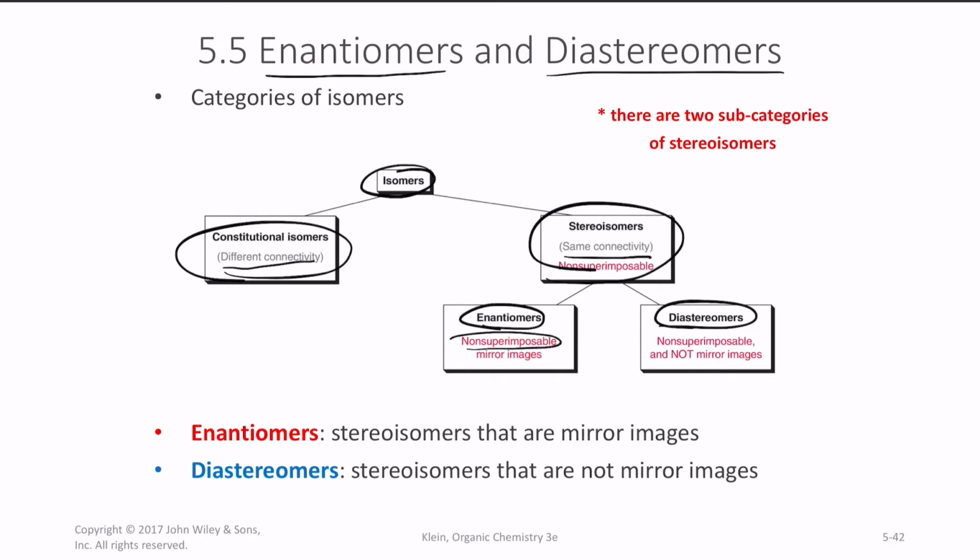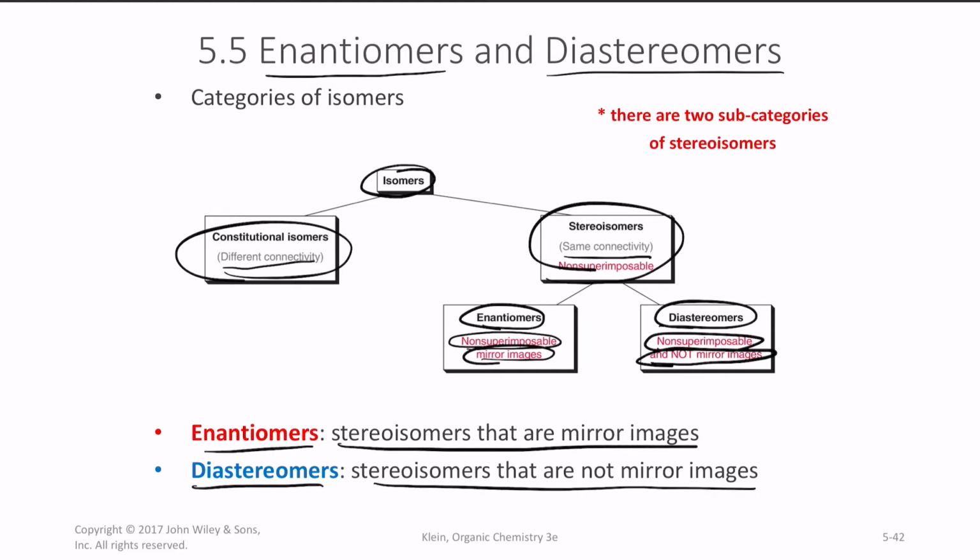Enantiomers are non-superimposable mirror images. Diastereomers are also non-superimposable, but they are not mirror images of each other. So enantiomers are stereoisomers that are mirror images, and diastereomers are stereoisomers that are not mirror images.